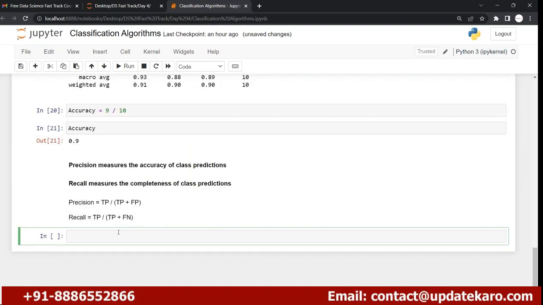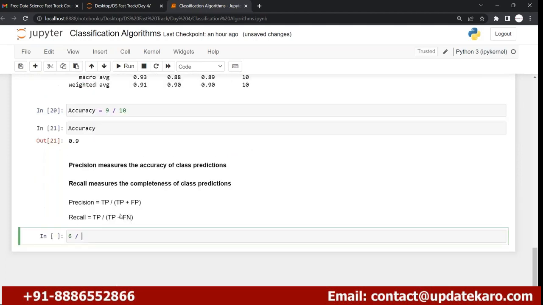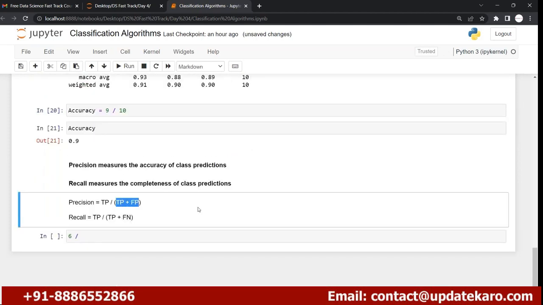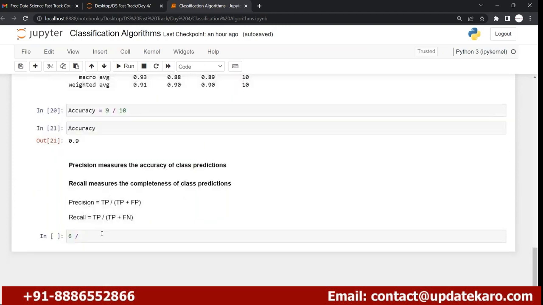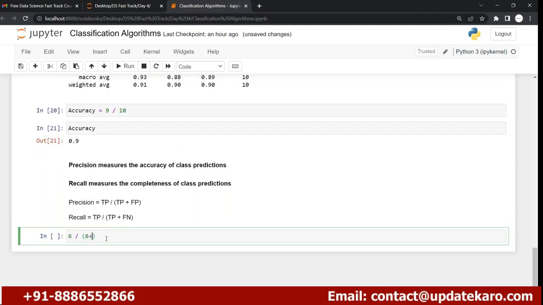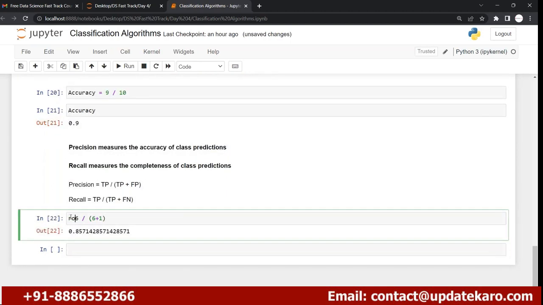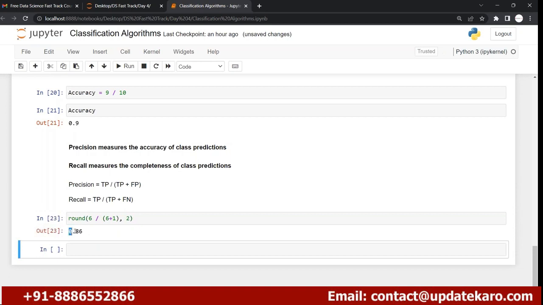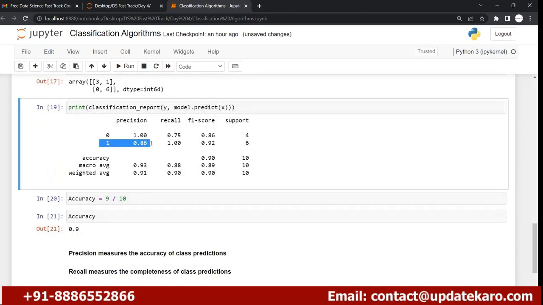Okay, so 6 divided by... then we have the true positive plus false positive. So here you can see 6 divided by 6 plus 1, and let's go and enter it, and let's round this up to 2 decimal points. 0.86.